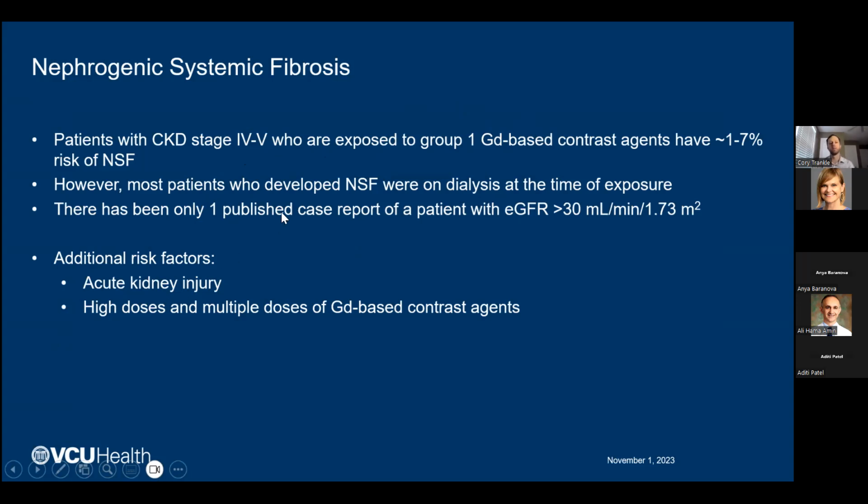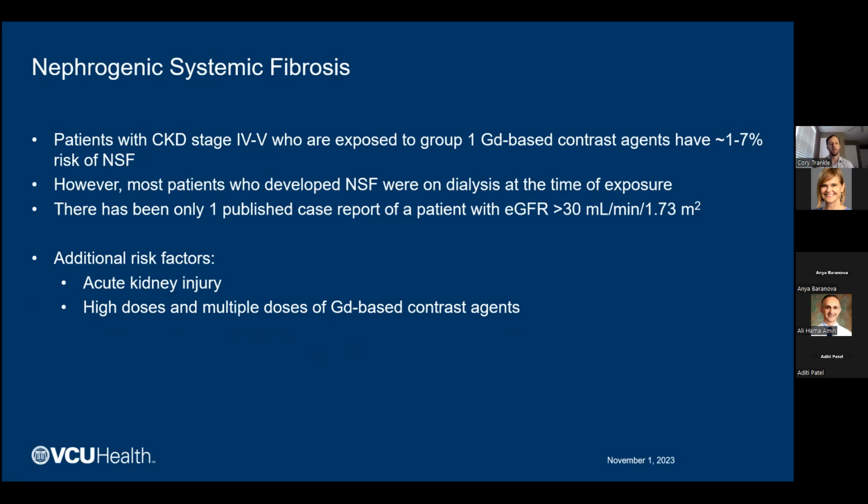But most of those patients who developed NSF were on dialysis at the time of exposure. There's only been one published case report of a patient with a GFR greater than 30 who had NSF. And so additional risk factors that you've got to think about are things like acute kidney injury, where the creatinine and the calculated GFR might not actually be accurate. It might be closer to zero in the midst of an acute injury.